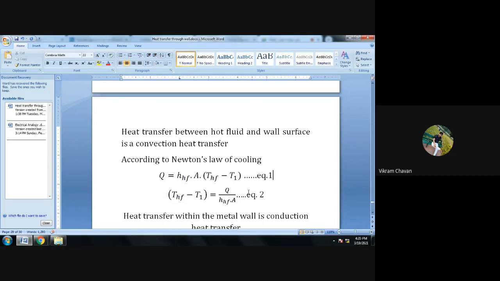Now we have to rearrange this equation in the form of a temperature difference. So we have converted this equation in the form of a temperature difference. How have we converted it? We have kept the temperature difference as it is, and the remaining terms we have shifted to the other side. So it will become T_hf minus T1 equal to Q divided by h_hf multiply by area. Okay, so next, what is happening?